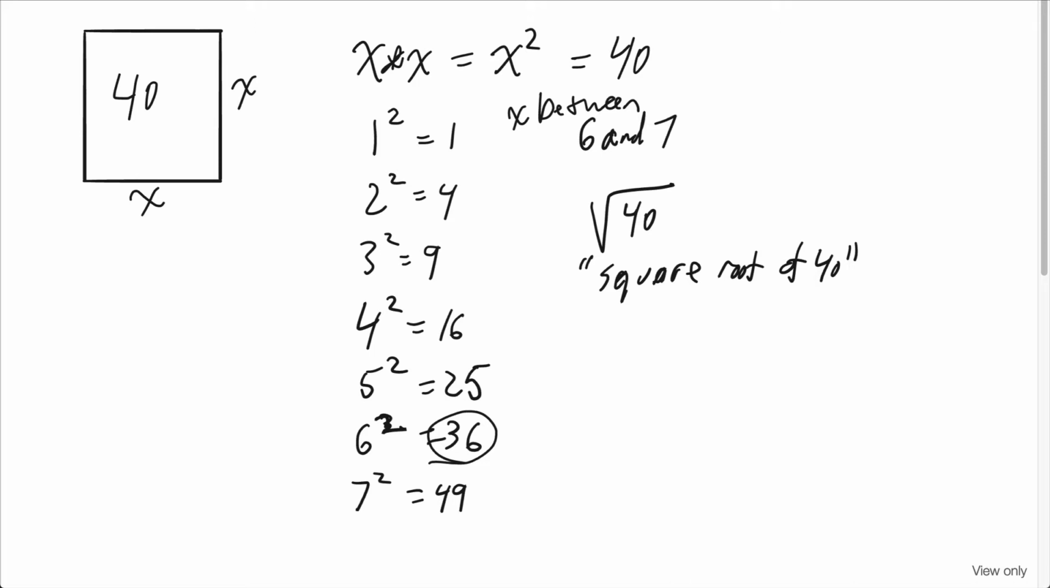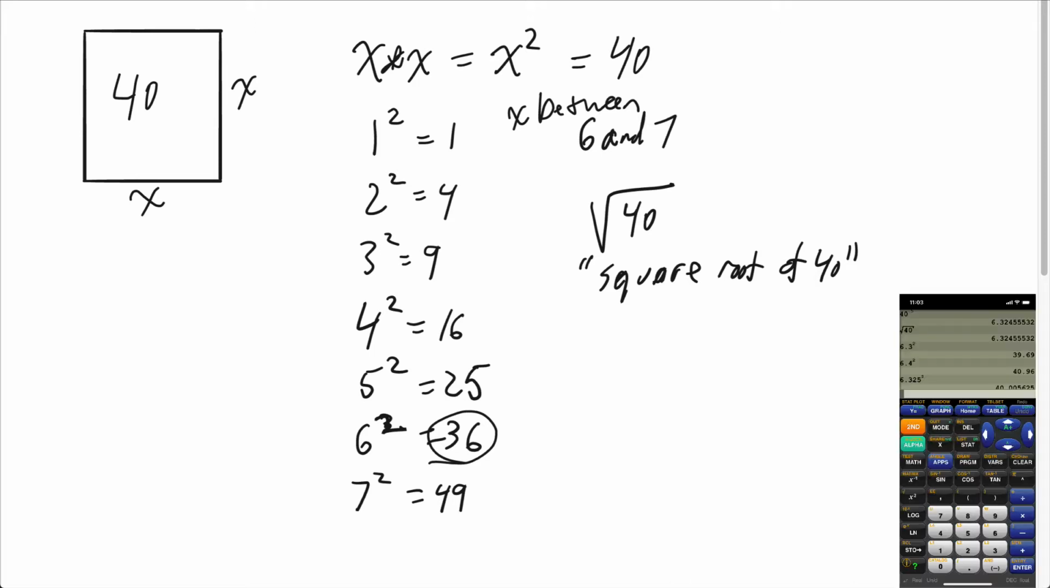Now, here's our calculator. We have 40, and you can do two things. One is 40 raised to the 1/2 power, or 0.5 power, and that's that. So our calculator is saying that it's 6.3245, and it keeps on going. So that's one option.